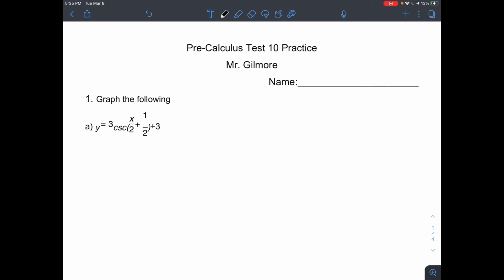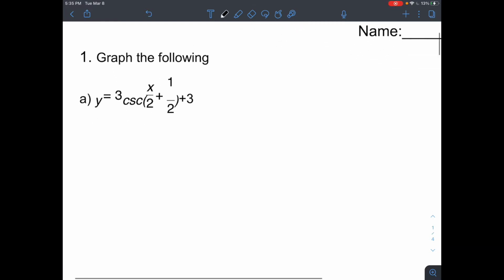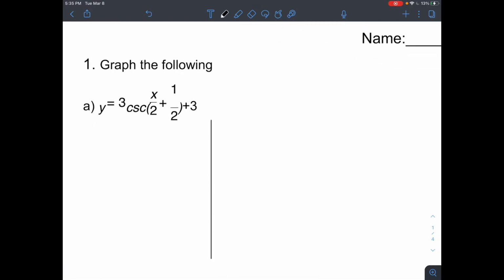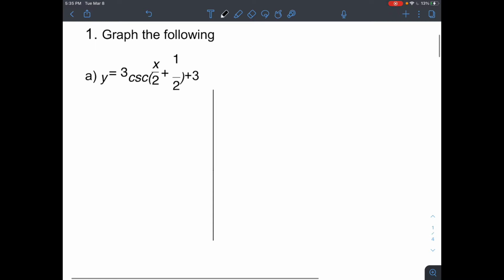Okay, ladies and gentlemen, this is going to be our practice test. Making sure that I'm actually doing the practice test. So first off, we're going to graph. Let's actually make this a little bit lower because I'm already foreseeing that we are going to move up 3.